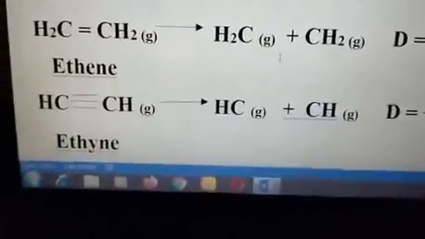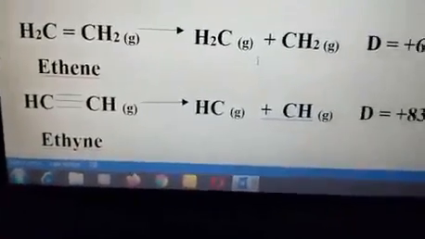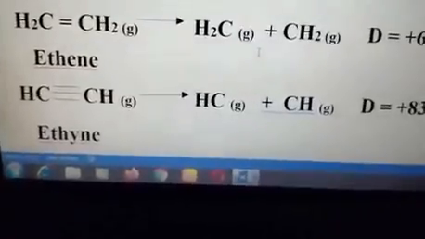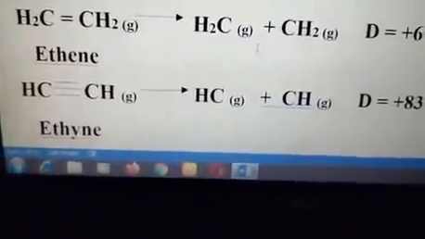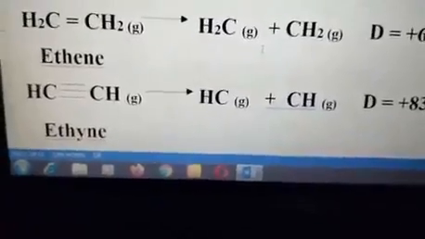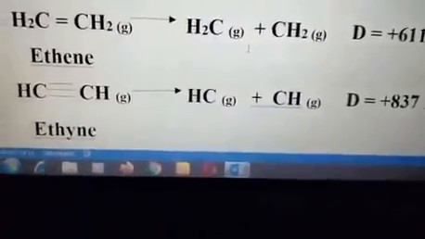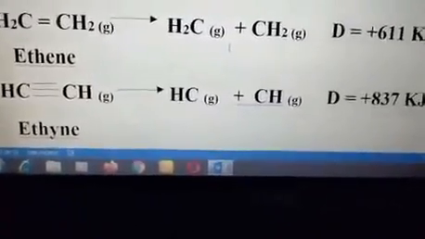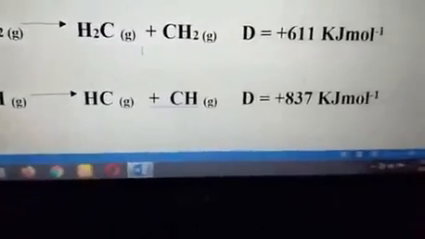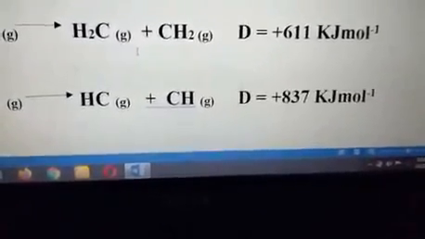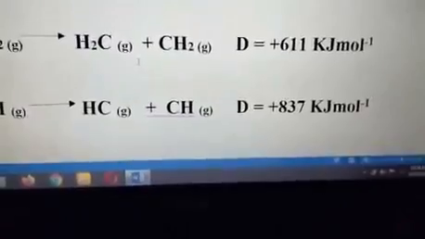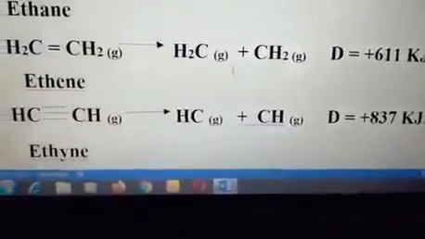We go to ethyne. You see ethyne, HC and CH, has a triple bond between them. Ethyne is C2H2. So if you want to split them into two CH groups, the energy required to split that triple bond is its own bond energy, and ethyne requires 837 kilojoule per mole of energy to split the triple bond in ethyne.